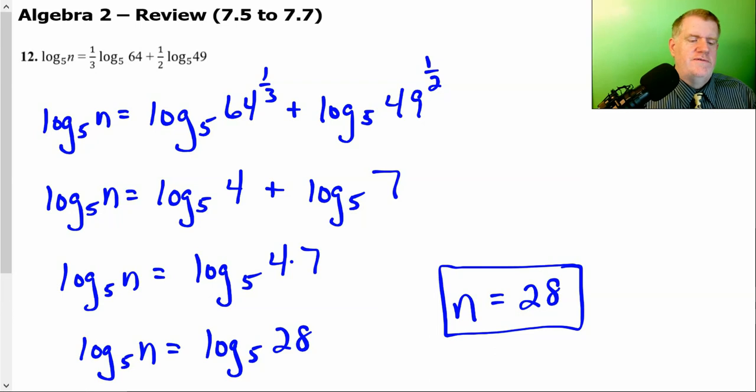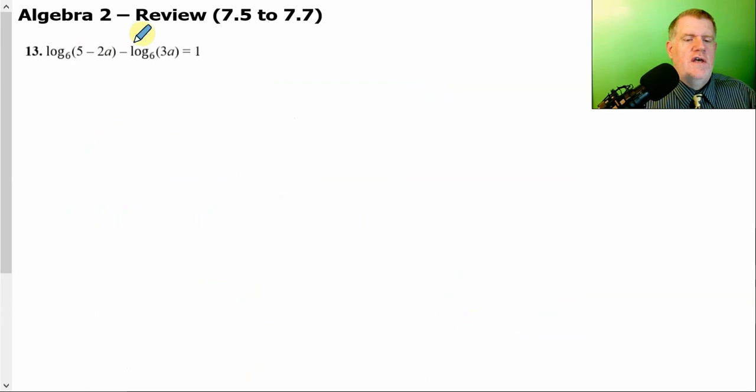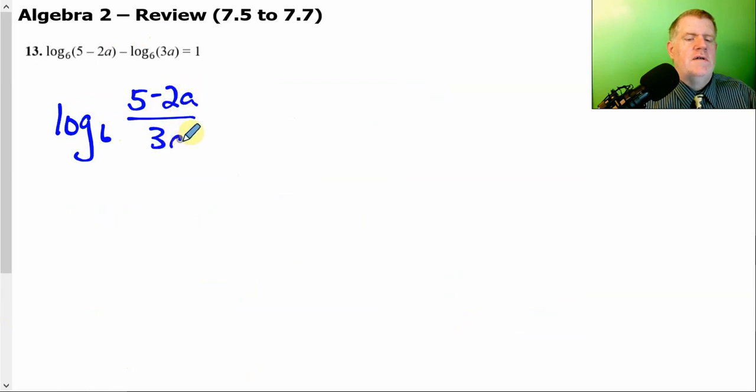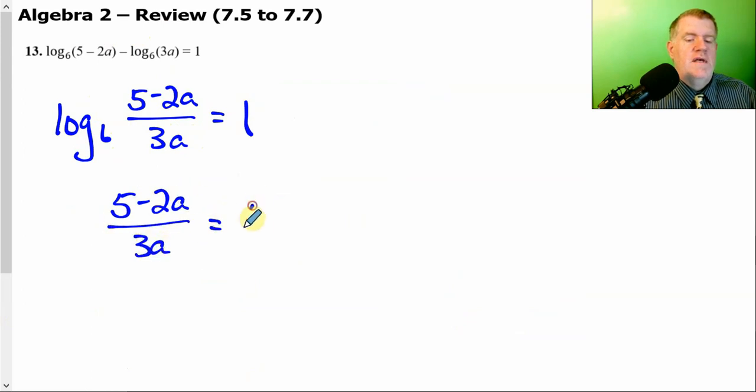All right, here we go. We're subtracting. We have the same base, but subtracting means we divide. This is a single log over here, so we're good. Now we do our little conversion. Remember, our base is 6. Six to the first power.